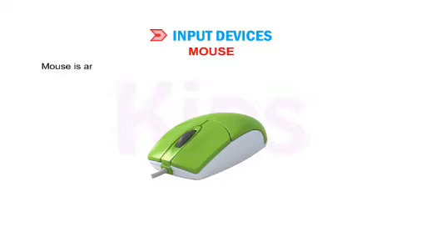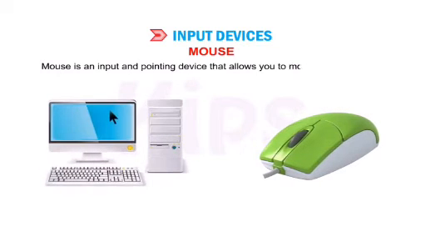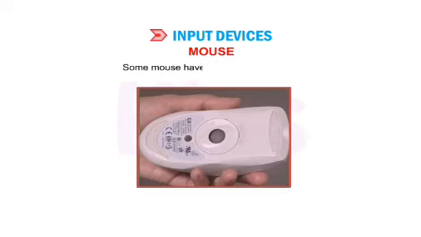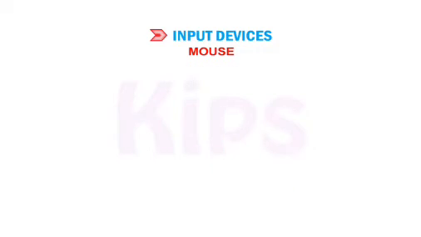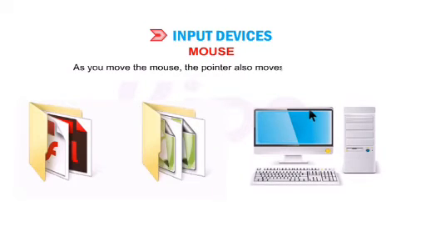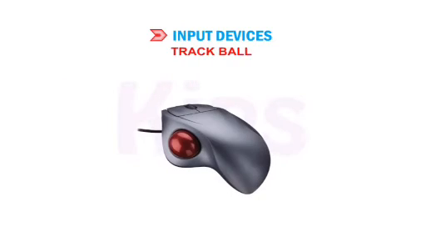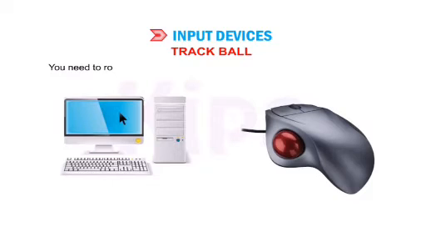Mouse. Mouse is an input and pointing device that allows you to move and select an item on the screen. It is kept on a mouse pad. Some mice have a ball at their bottom. As you move the mouse, the pointer also moves on the screen. By clicking the buttons on the mouse, you give instructions to the computer. Trackball. It works similar to a mouse. However, it has a ball on its top. You need to roll the ball with your finger to move the pointer on the screen.